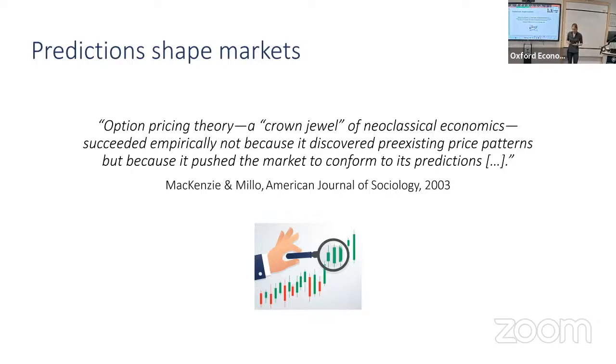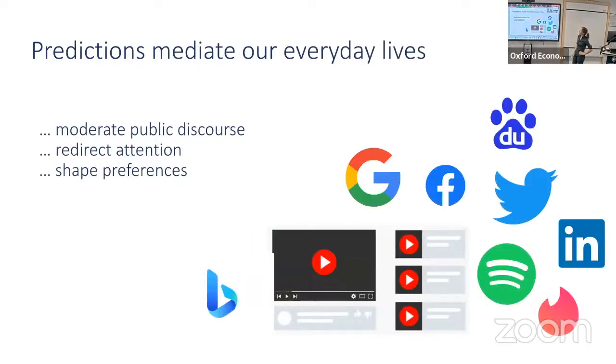Once you release an economic model for a market and people start acting upon it, they use it to describe markets. They use the parameters to talk about markets. They use the predictions to inform their investment decisions. This can have huge impacts on the market. Yeah, we have this everywhere. Predictions mediate our everyday lives. They moderate public discourse, redirect attention, and shape preferences. Predictions rank content: what we search, what we like, what we click, what we watch. So it's everywhere.